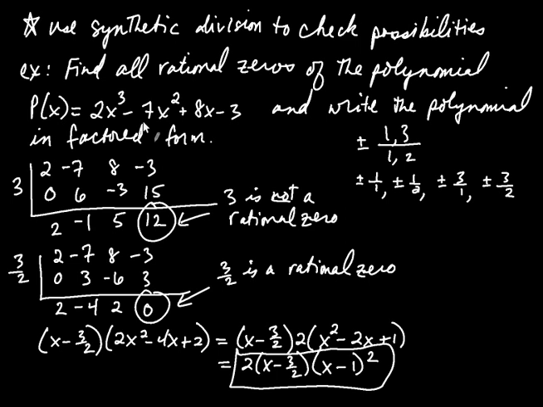So in other words, that's how it goes: you list your possible rational zeros, you test them. If you find one that works, you write x take away that zero as a factor, and then you write the quotient, and then you try to factor that quotient, and that'll give you the factored form of your polynomial. Okay, let's take another one like that.